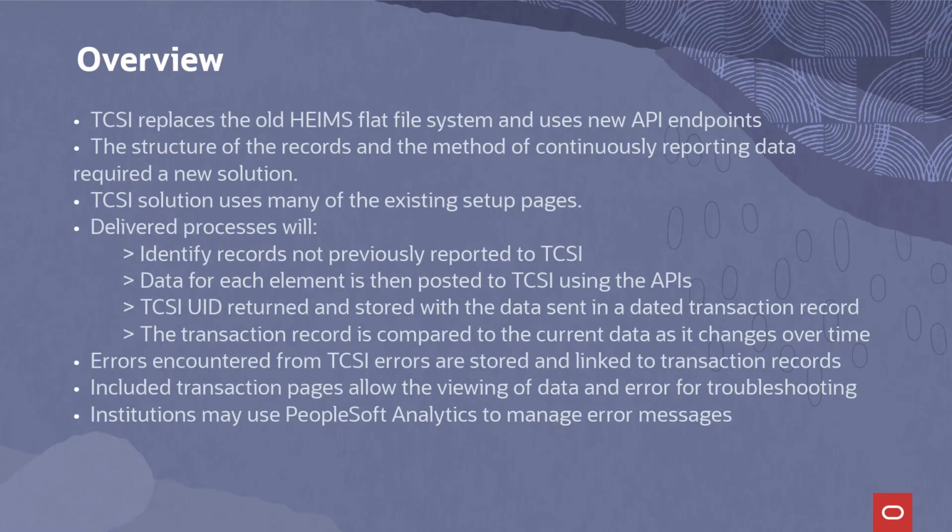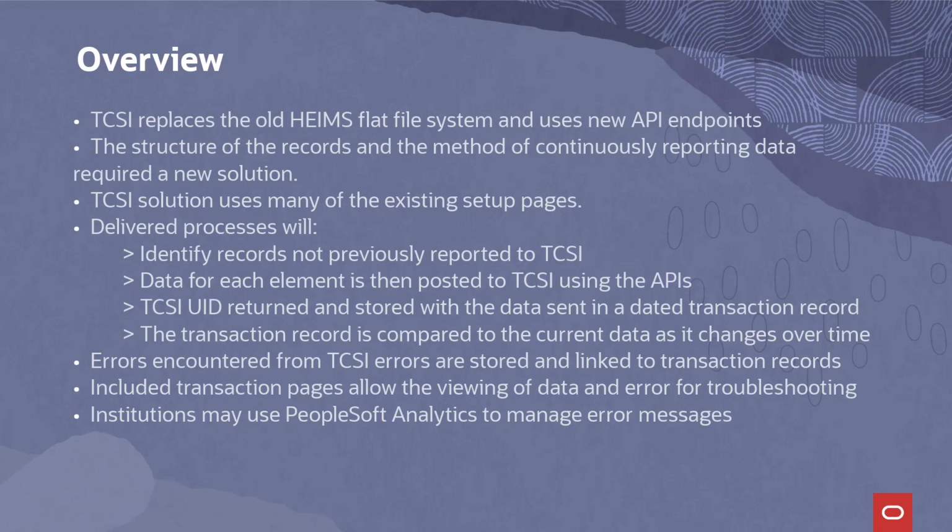Taxi is a new Australian regulatory and legislative feature that replaces the old HEMS file-based product and uses new API endpoints created by the Department of Education and the Department of Human Services in a project beginning in 2018. Although the data being reported through Taxi is mostly the same as that reported through HEMS, the structure of the records and the method of continuously reporting and updating the data required the creation of a new solution. However, the delivered Taxi solution uses many of the existing setup pages created for HEMS reporting.